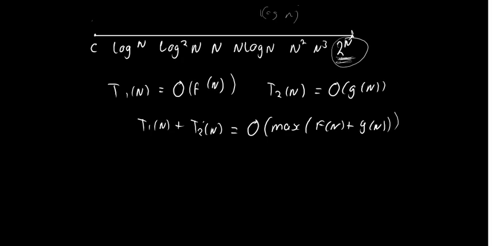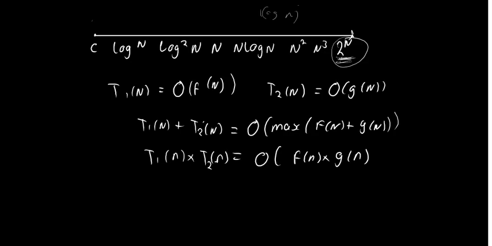Then we're going to have T1 of n times T2 of n. This is basically equal to O of f of n times g of n. So it's just a simple rule that you should always remember. And then if n is a polynomial of degree k, but then, what is this over here?